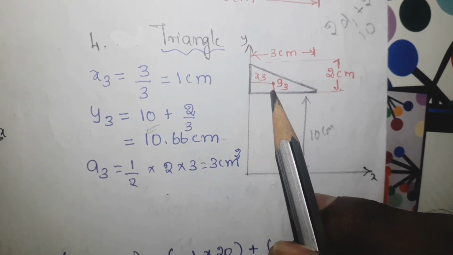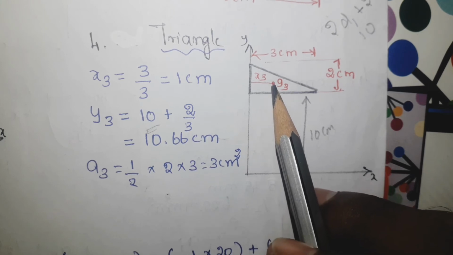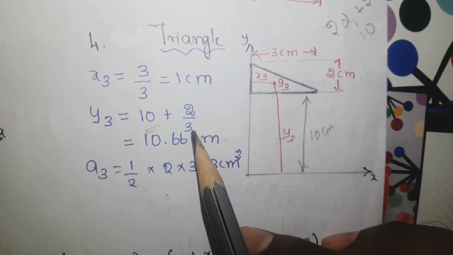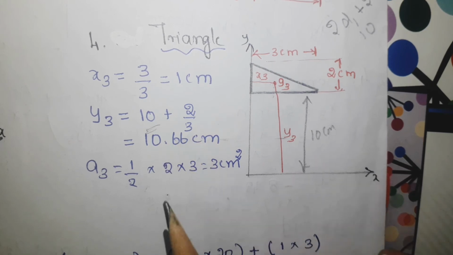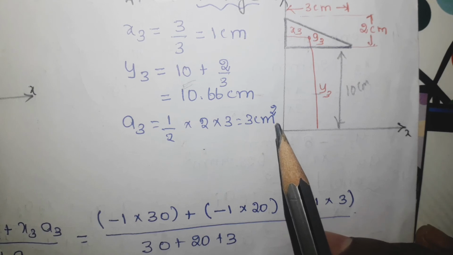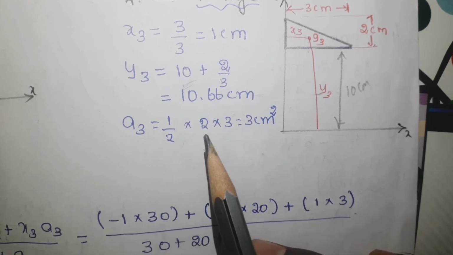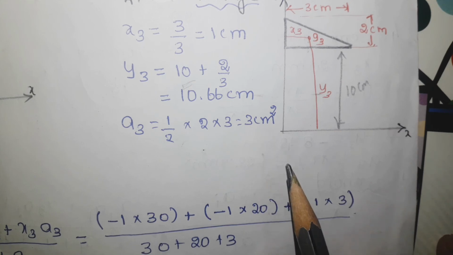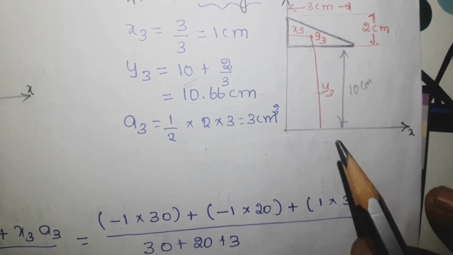Then this is a line end. From line end to g3 it is this distance by 3. So here it is 2 by 3, which is equal to 10.66 centimeter. Now a3 is nothing but area of the triangle, which is half bh, 1 by 2 into 2 into 3, which is nothing but 3 centimeter square. So that's all about the second step.